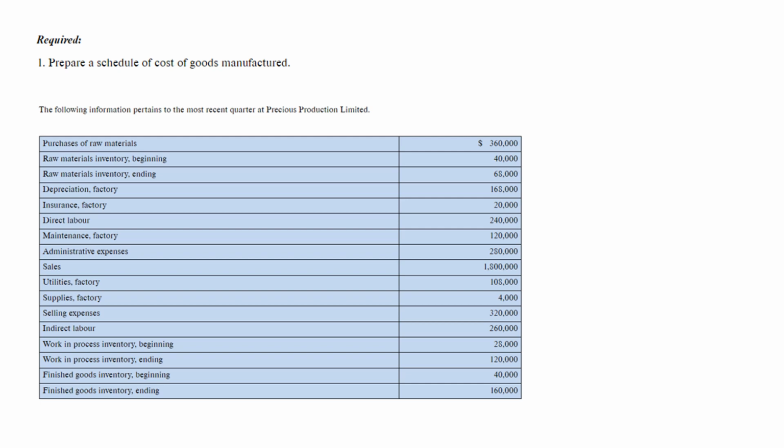All right, so our first required for this one is to prepare a schedule of the cost of goods manufactured. So it's a bit of a beefy question, but not too bad. If you remember from the presentation lecture, to get to the cost of goods manufactured, we have to move through a couple schedules first. The first one we have to get through is the raw materials. Again, please excuse my shoddy mouse work. We need to do the raw materials schedule, and then from the raw materials we'll get our direct materials, which will take us to the manufacturing costs.